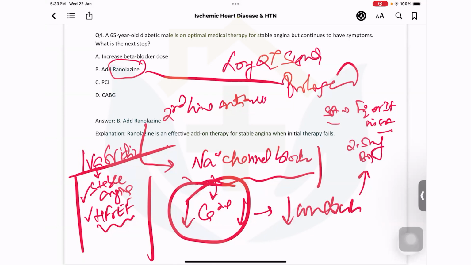Ranolazine is to be started at 500 milligrams BD. So these are the only usual indications and usual things that I can tell you about them.